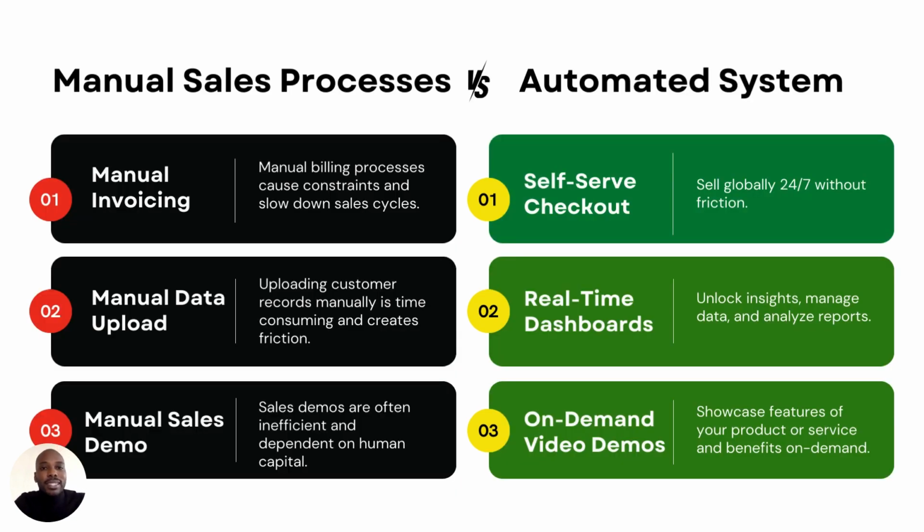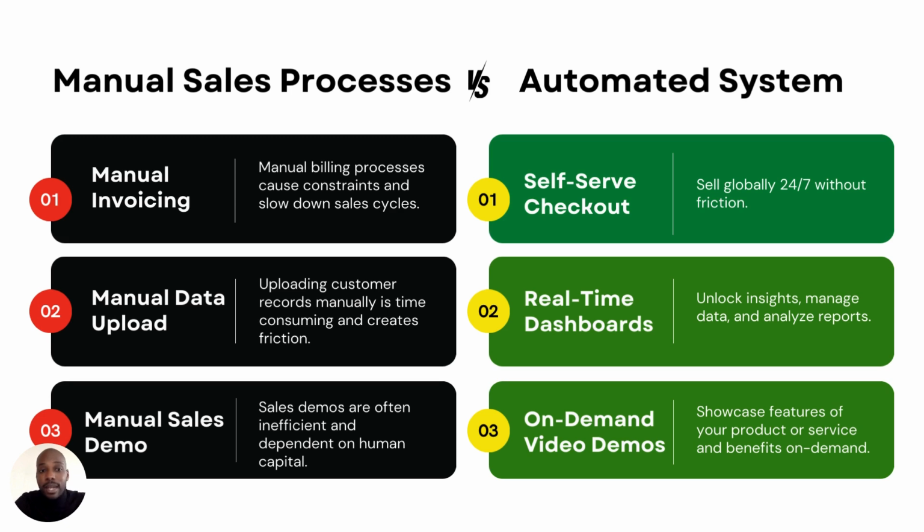So manual processes versus an automated system. What I'm eliminating with this solution is manual invoicing. So no need to manually invoice your customers. Your customers pay on demand. The interface in Stripe has 99.9% plus uptime, meaning that it's always available for you. It's resilient and it's reliable. Manual billing processes cause constraints and slow down sales cycles.